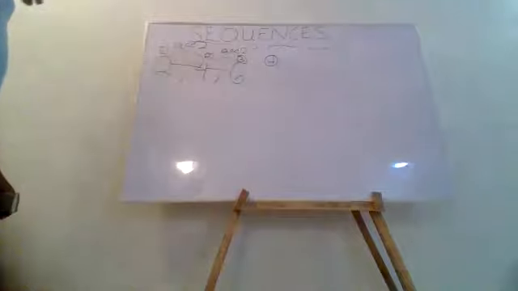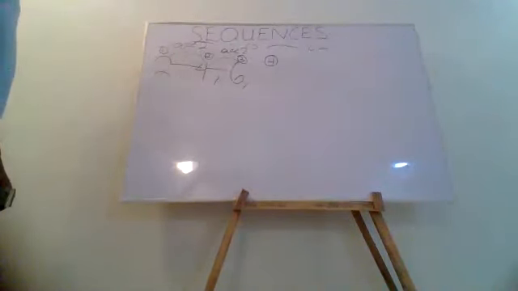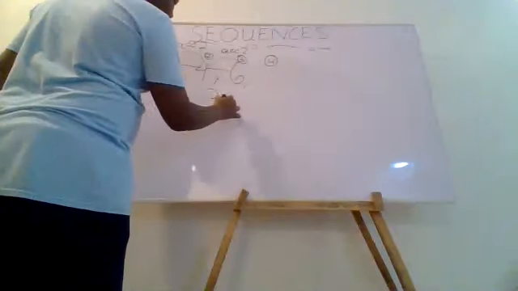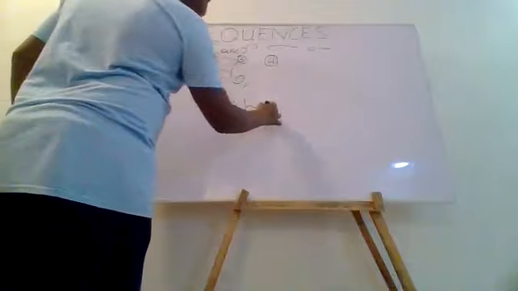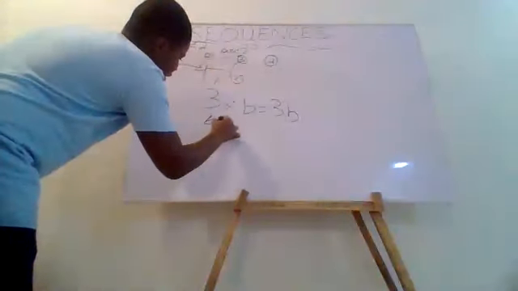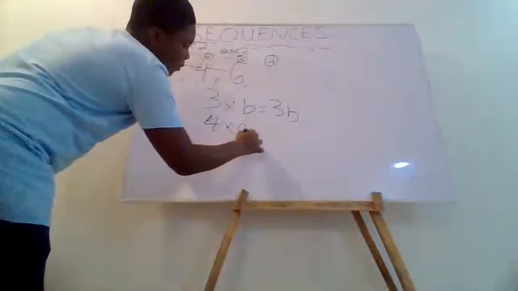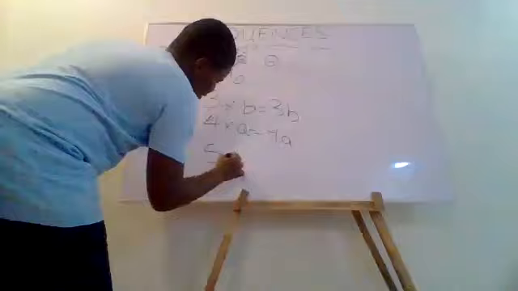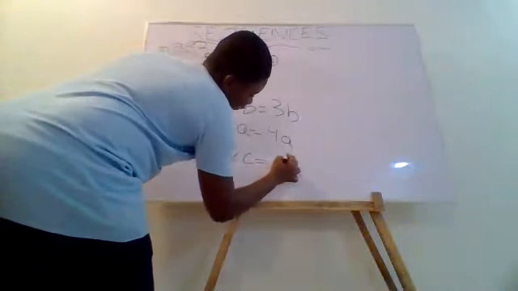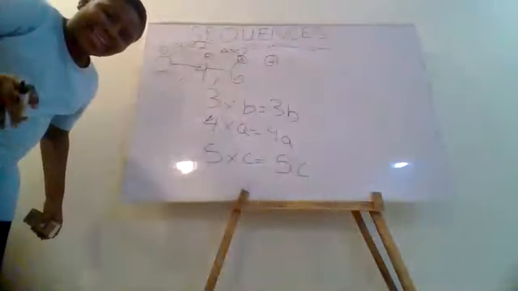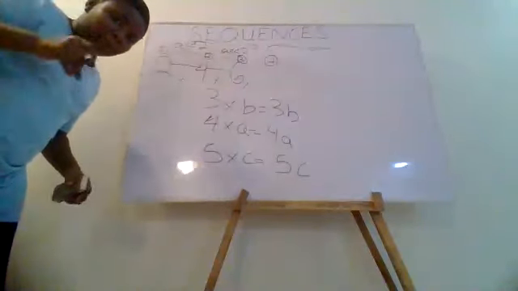Any number times a letter is equal to the number and the letter together, but the number comes before the letter. So if you have 3 times b, that is 3b; 4 times a is 4a; and lastly 5 times c is 5c. Solve this one for me and put it in the comments: 6 times e.